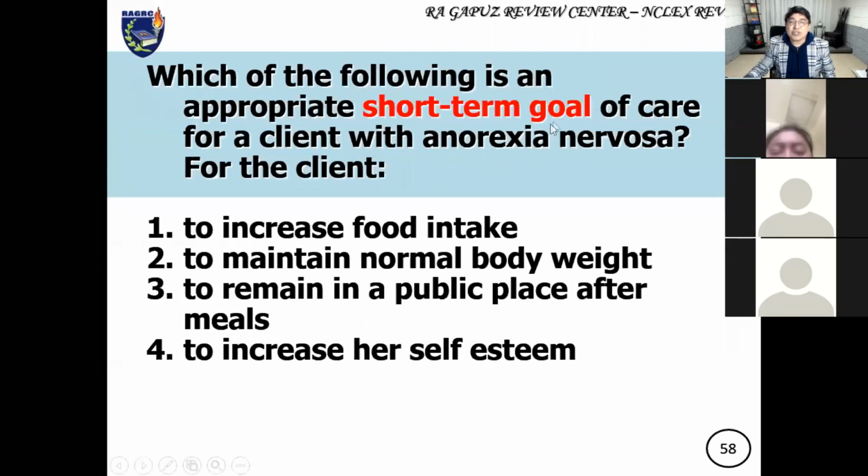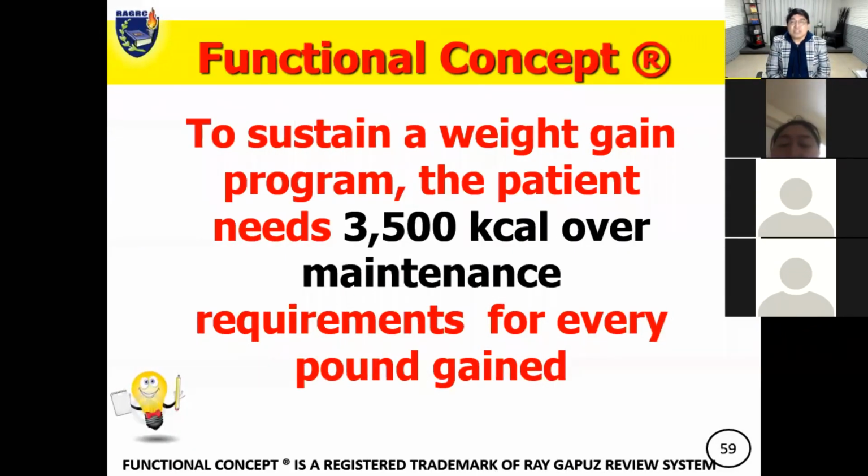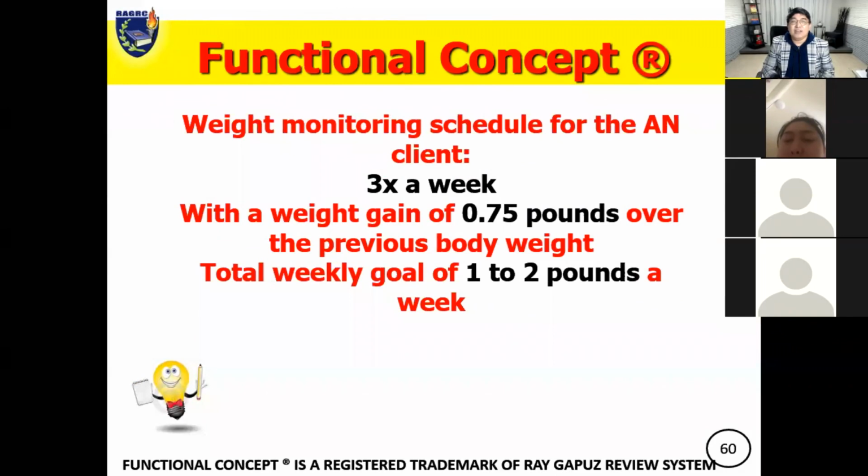This is a keyword: short-term, okay? Normal body weight is a long-term goal of care. What did I tell you a while back? If you talk about short-term goal of care, we're talking about instructing the client to remain in a public place after meals to prevent them from inducing vomiting. Okay, so to sustain the weight gain program, the patient needs 3,500 kilocalories over maintenance requirements for every pound gained. Okay, so when you are monitoring the weight of the anorexic patient, you have to monitor it 3 times a week.